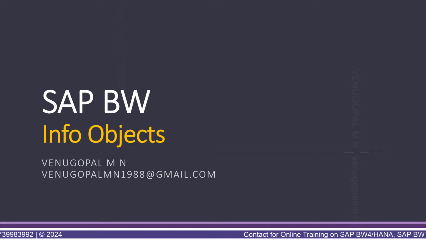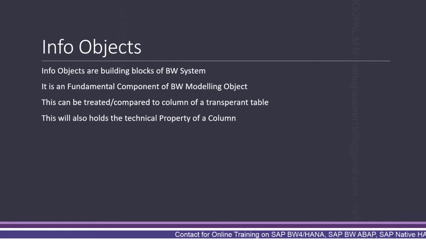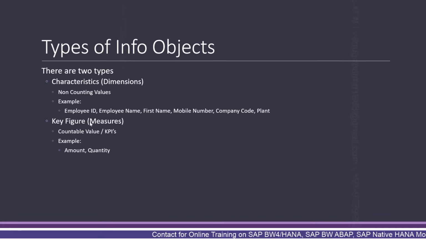So now let us see the continuation of that. Info objects are classified into how many types? Two types. One is characteristics, another one is key figure. So far we have seen how we can create characteristics kind of info objects, correct? So now let us understand how we can create an info object of type key figures.